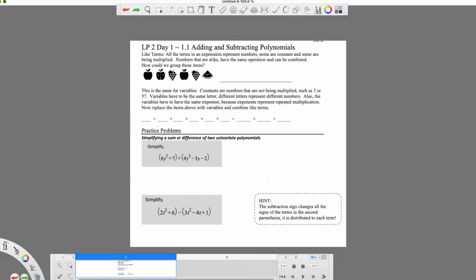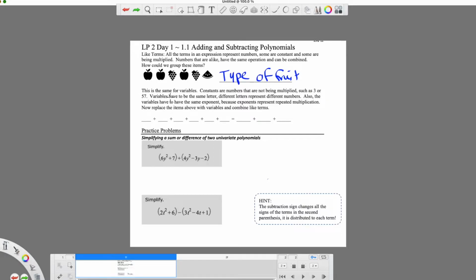So if we look at these little symbols here, how can we group these? They're all fruit, so I could group them in a big grouping of fruit, but I could also group them by type of fruit. I could definitely divide them up and say, well, I have 3 apples, I have 2 grapes here, and I have this watermelon on the end. So I can definitely group them by type of fruit. That's possible. So this is the same for variables. Constants are the numbers that are not being multiplied, such as 3 or 57, so 2 more examples there.